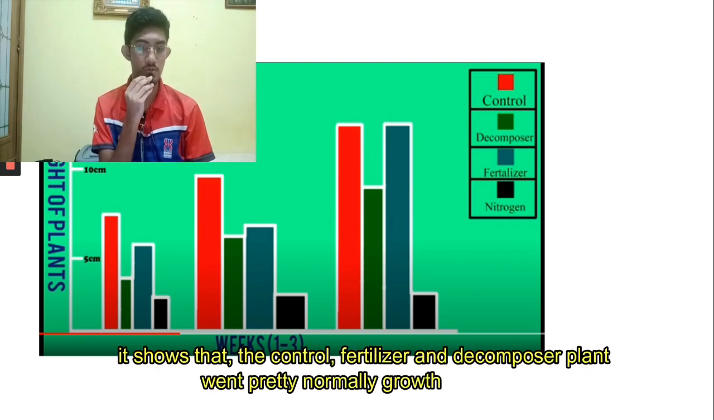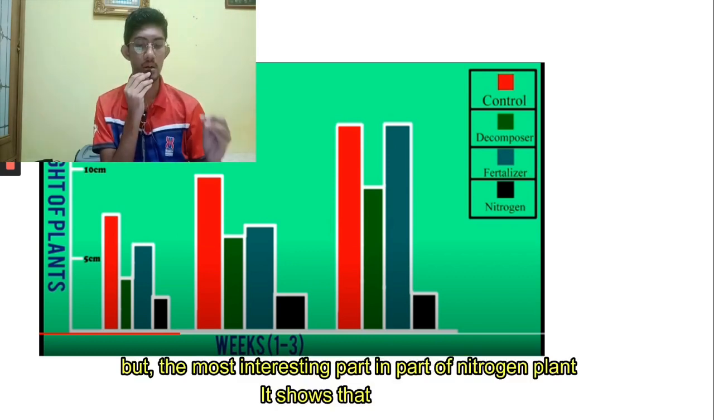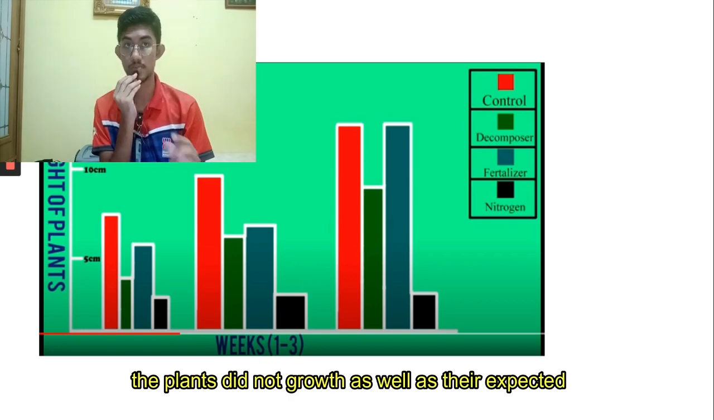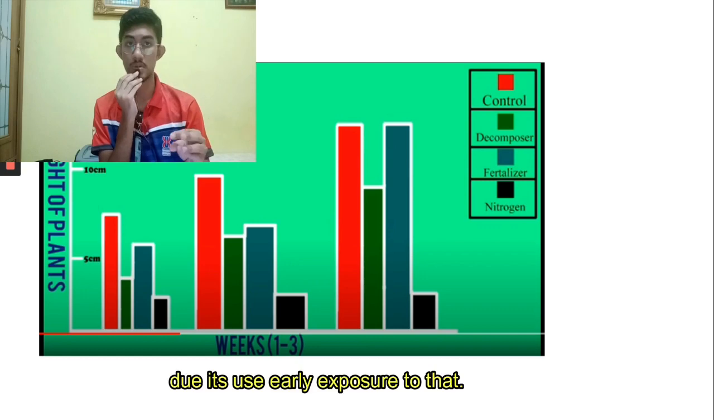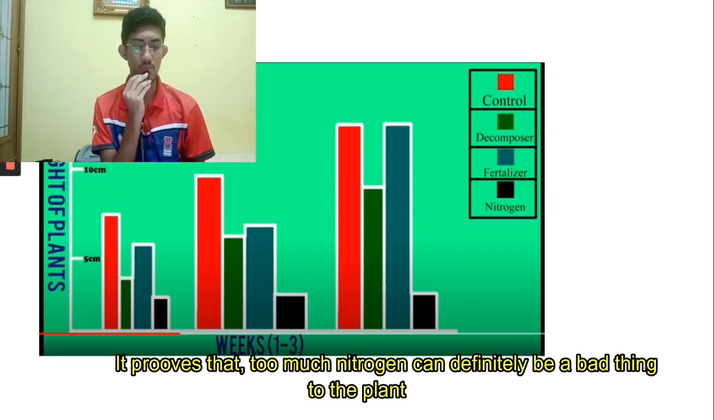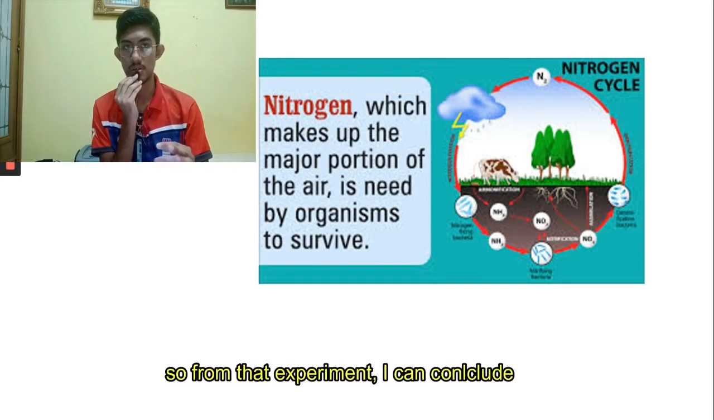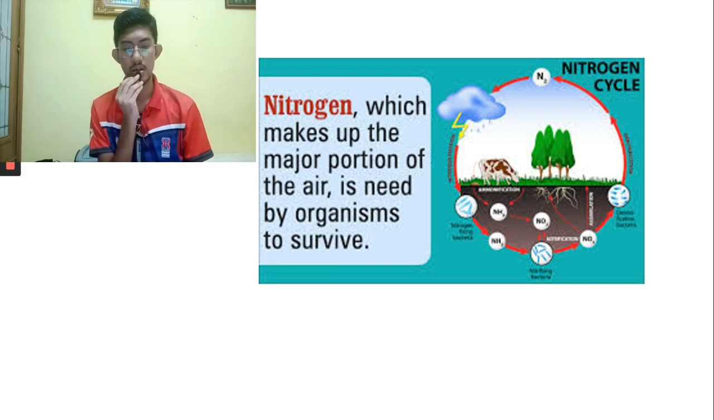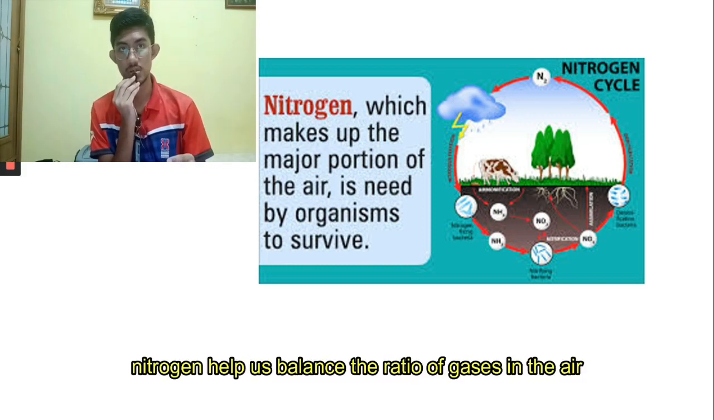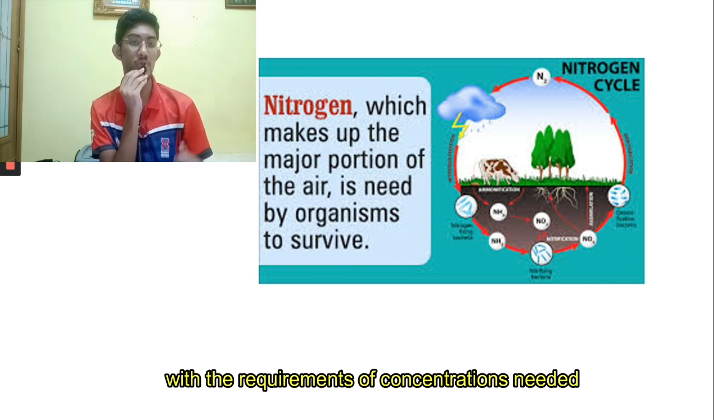It shows that the control, fertilizer and decomposer plans had pretty normal growth, but the most interesting part is the nitrogen plan, where the plants did not grow as well as expected. This may be due to early exposure to nitrogen. So it proved that too much nitrogen can definitely be a bad thing for the plant. From the experiment and from that video, I can conclude that nitrogen helps us to balance the ratio of the gases in the air with the required concentration needed.